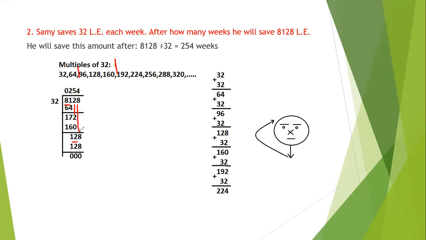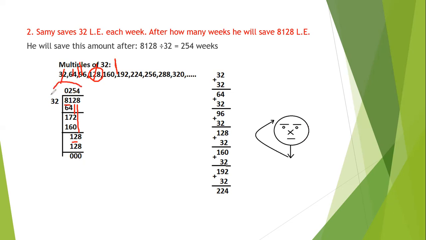Bring down 8, 128. I can find 128 here. So we have to count it. 1, 2, 3, 4 multiples. I will count the 4 multiples. Don't count 3, the numbers which is before 128. No, this is wrong. I have to count 128 because it's already a multiple of 32. It's divisible by 32. So equals 4. 4 times 32 equals 128 and no remainder.